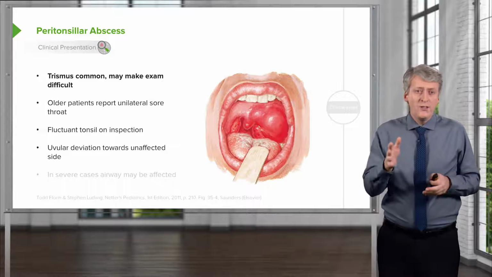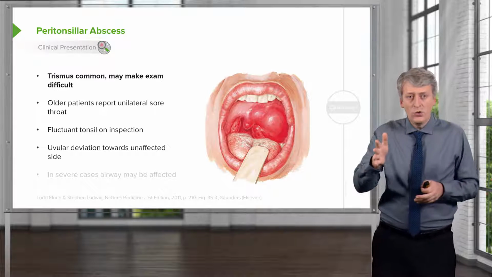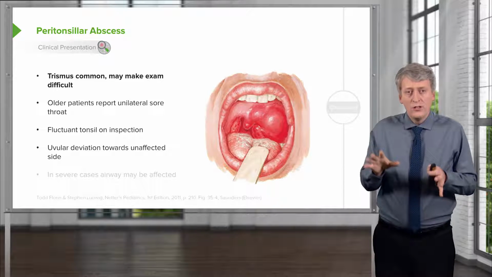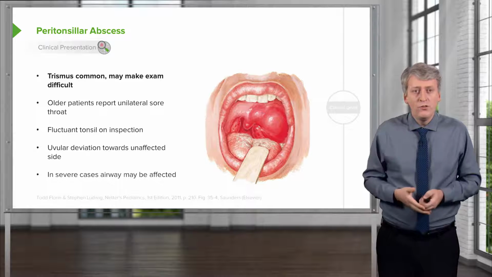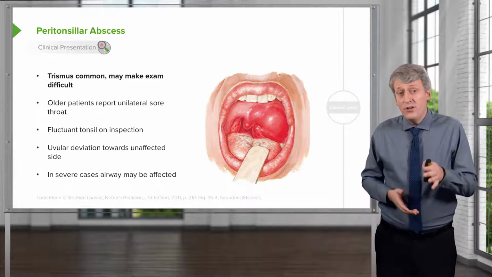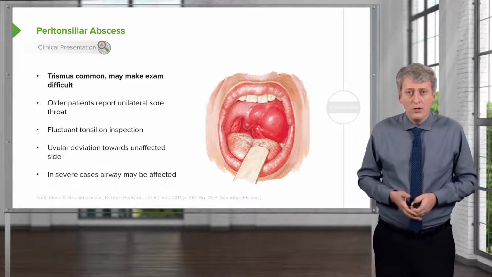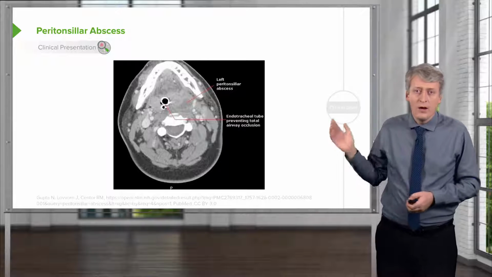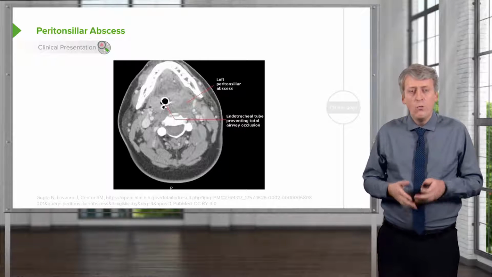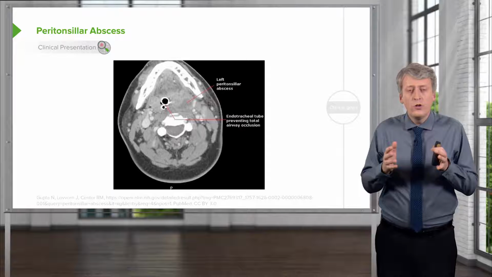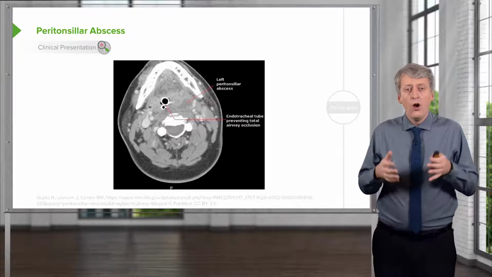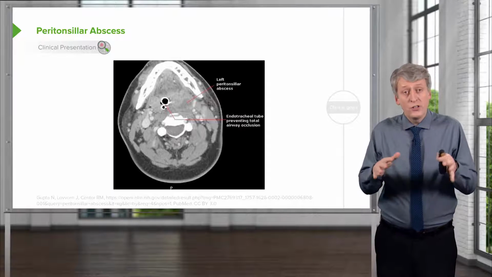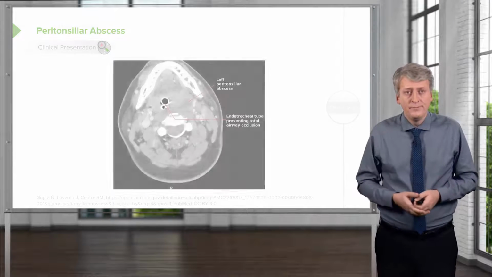One trick is you may see that the uvula is deviating towards the unaffected side. The swelling on one side pushes the uvula over. In severe cases, the airway may be compromised. Here's a CAT scan you can see of a patient with a peritonsillar abscess. We don't usually get a CAT scan. You can usually figure it out on physical exam alone. But if it's complex, you might need to do that.